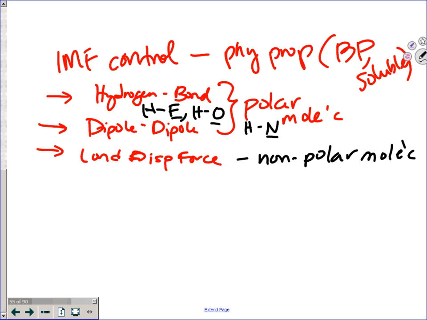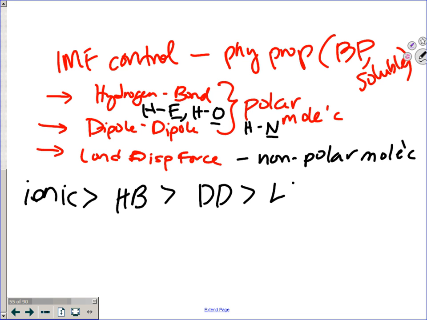Now if I'm looking at the physical properties, the things that have the strongest attractions are going to have the highest boiling points, right? Strongest attractions, highest boiling point. Of all the bond types in the world that we deal with, what's going to have the highest boiling point? Ionic, right? So ionic is first, and then now we're in covalent world. Which type of interaction creates the highest boiling point? Hydrogen bonding, because it's the strongest attraction between two molecules. Then dipole, and then London dispersion forces.